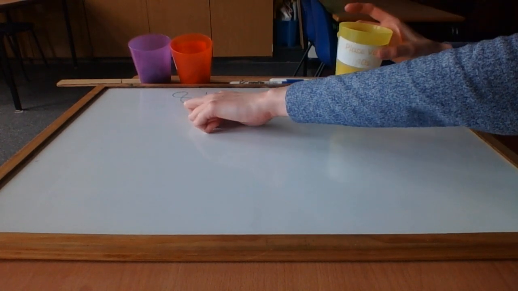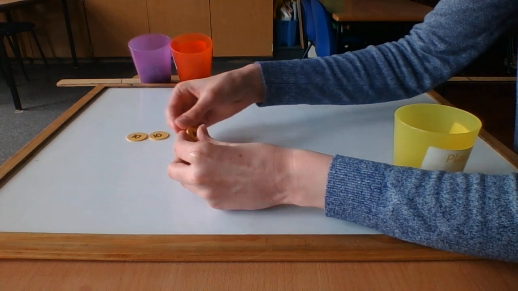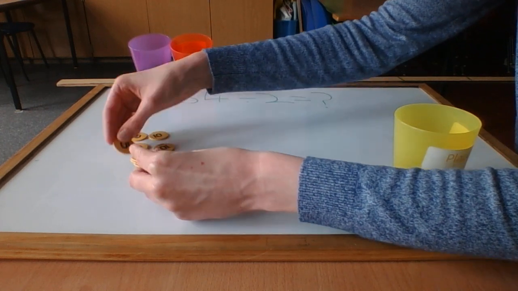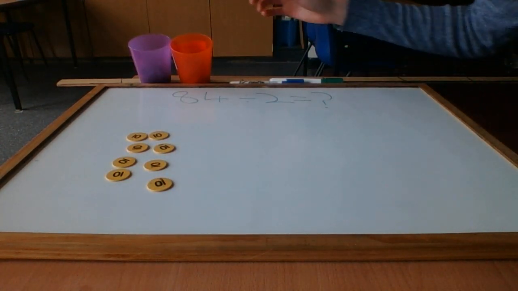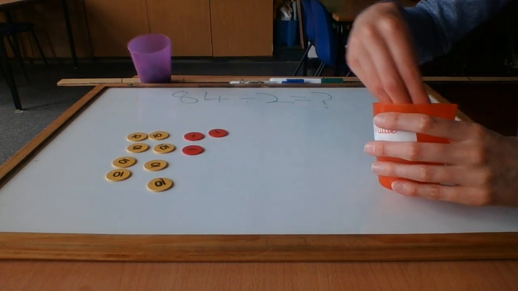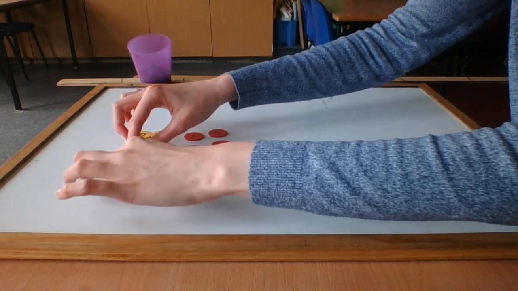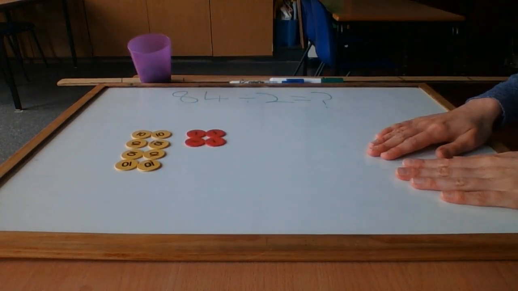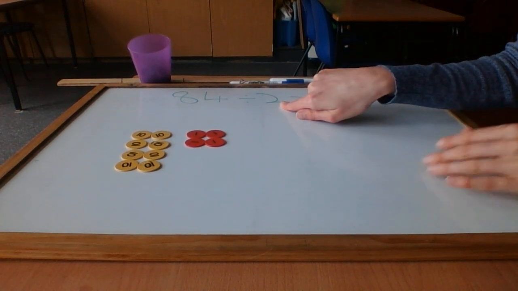So I need 80, which is 8 tens. 1, 2, 3, 4, 5, 6, 7, 8. And I need 4 ones, so 4 ones in 84. So there I've made the number 84, like that. And I need to split it into 2 groups.